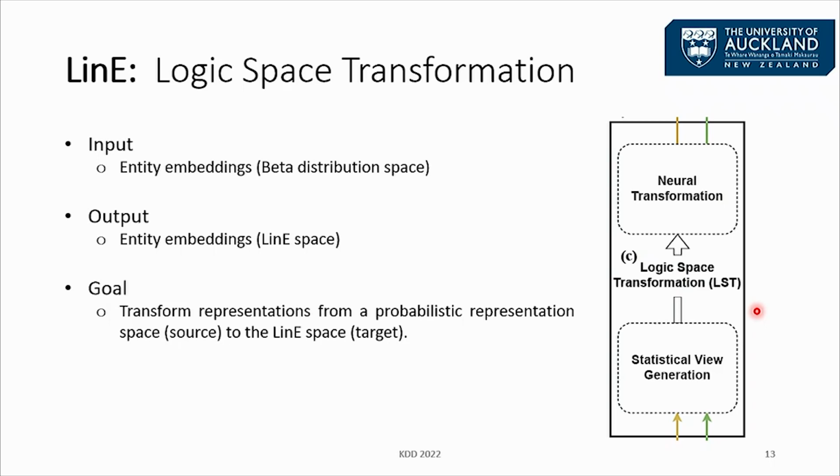The second component is the logic space transformation. We are given the entity embeddings in beta distribution space, and our goal is to come up with the entity embeddings in line representation space. So it is just the transformation between 2 different representation spaces.